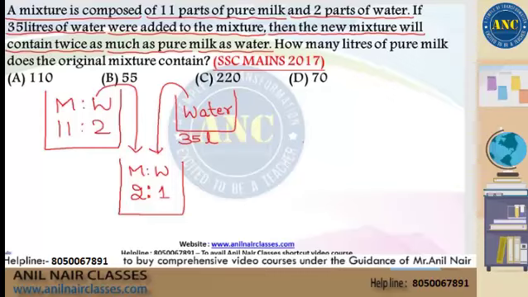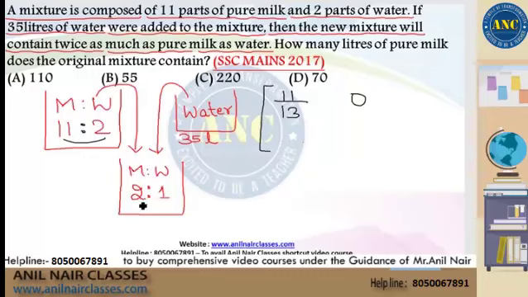Now see here, sir. Again I am repeating, this is an original SSC 2017 Mains question. Same logic I will implement. You can work with either the milk parameter or the water parameter. I will work with the first parameter always as usual, which is my milk parameter. Out of total 11 plus 2, 13 parts, 11 parts belong to milk. In the second vessel, there is no milk, which is pure water. So this will be 0.